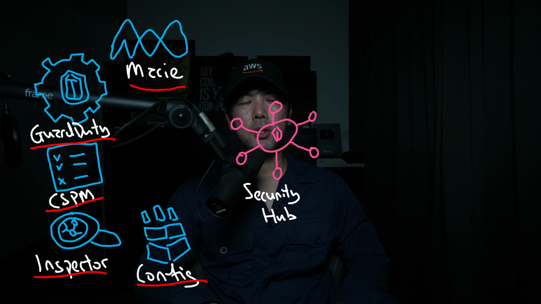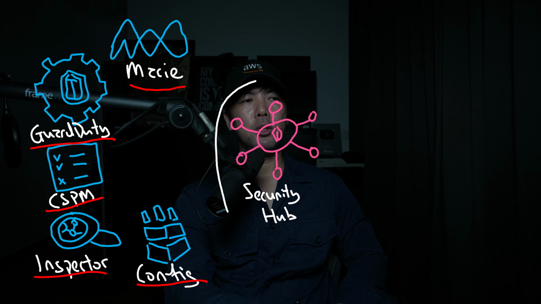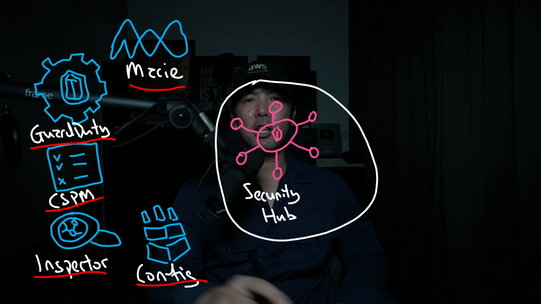So then the next question is, what does Security Hub do with all of this data? It analyzes them. It correlates everything that is going on. And this gives you the ultimate unified security dashboard.